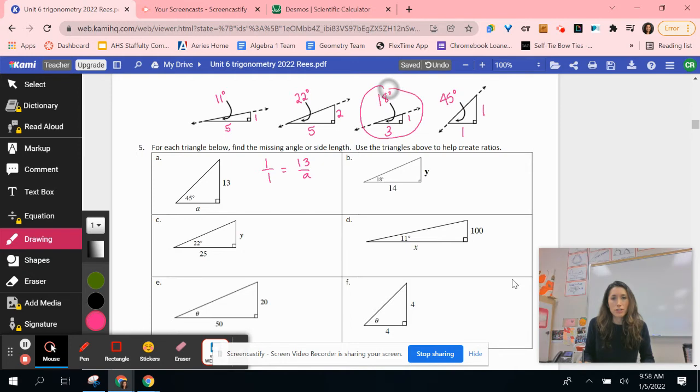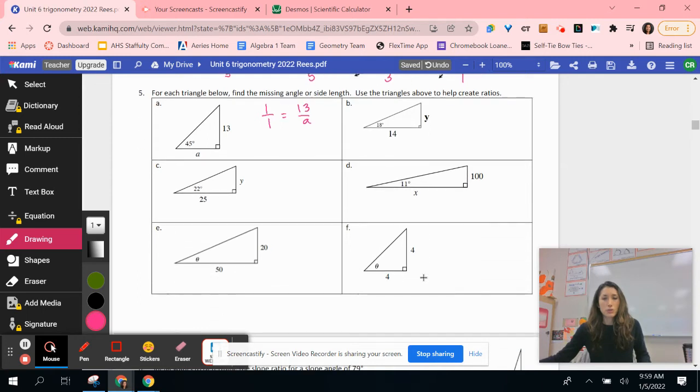Okay, we've got our 18-degree angle here. That's going to be similar to this triangle. So that ratio 1/3 should be equal to y over 14. 22-degree slope triangle is going to be similar to this one. You can set up a ratio. 11-degree slope triangle is going to be similar to this one.